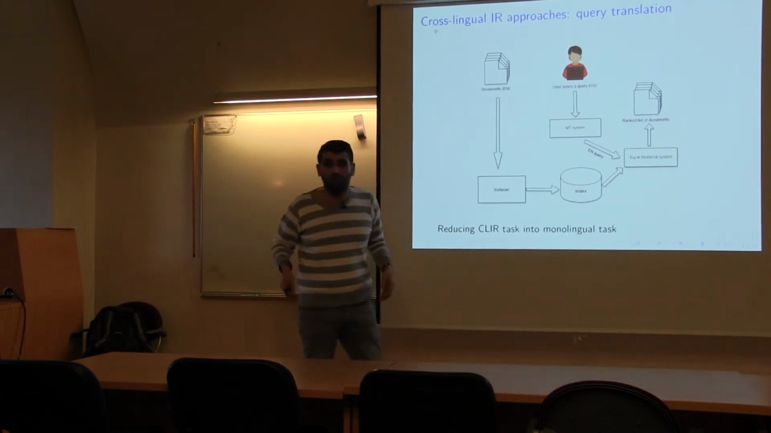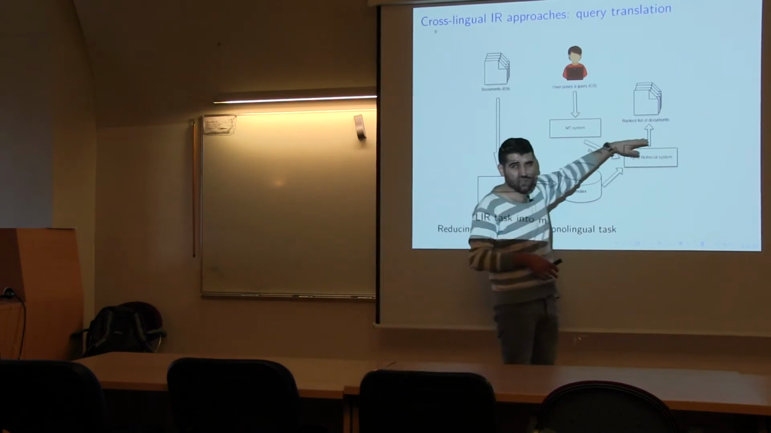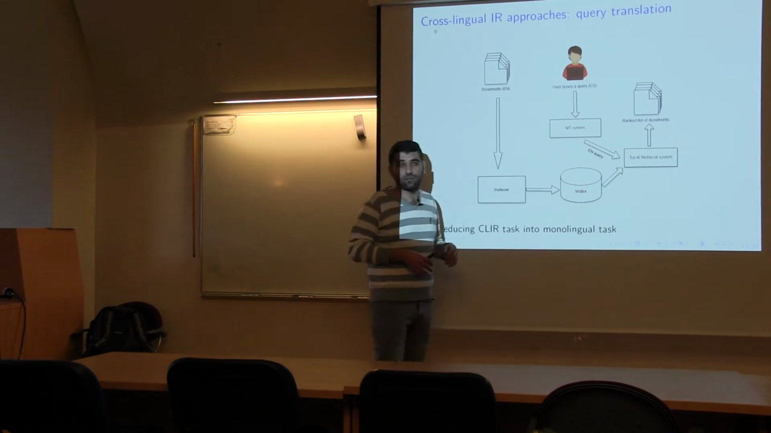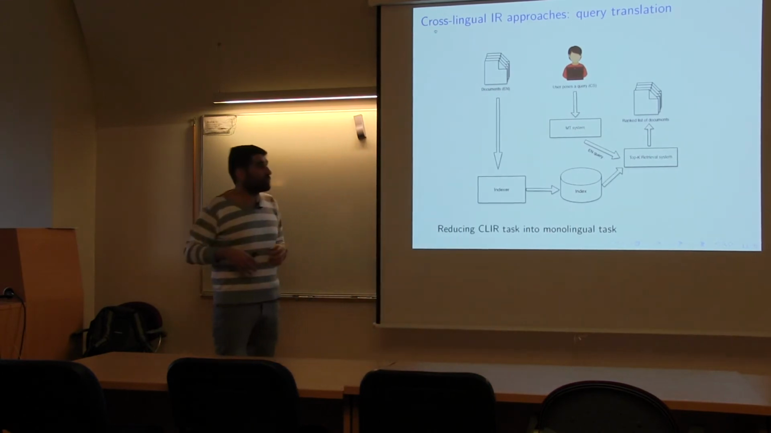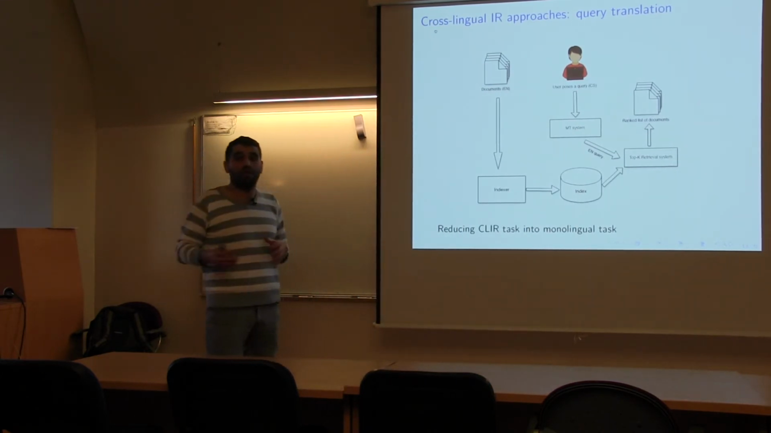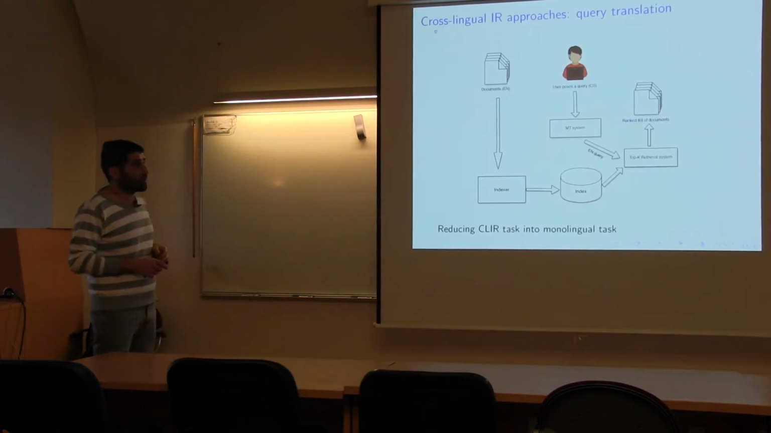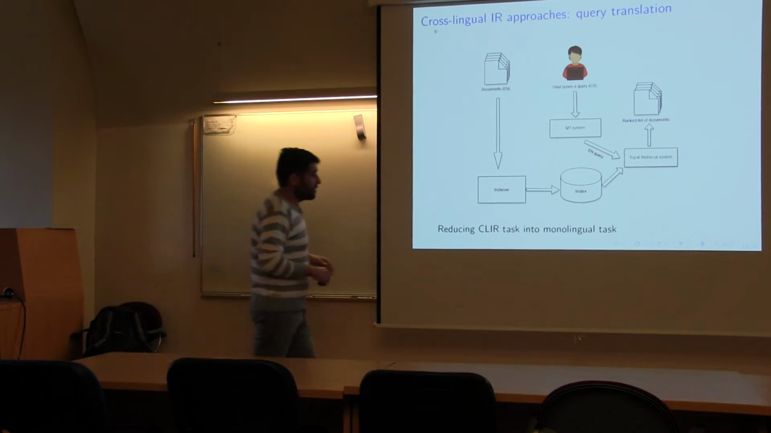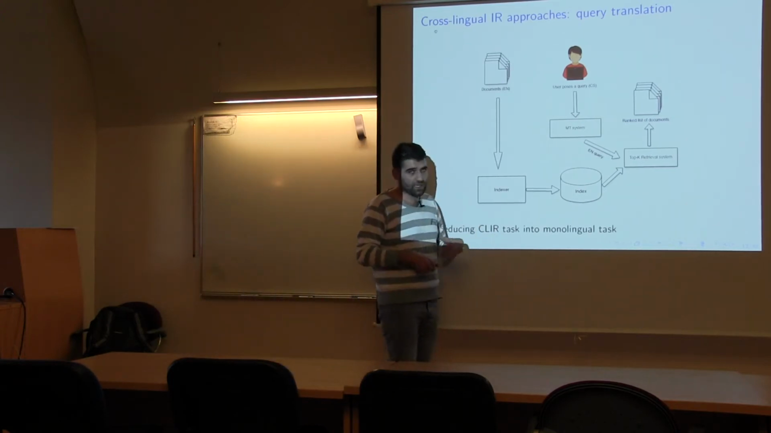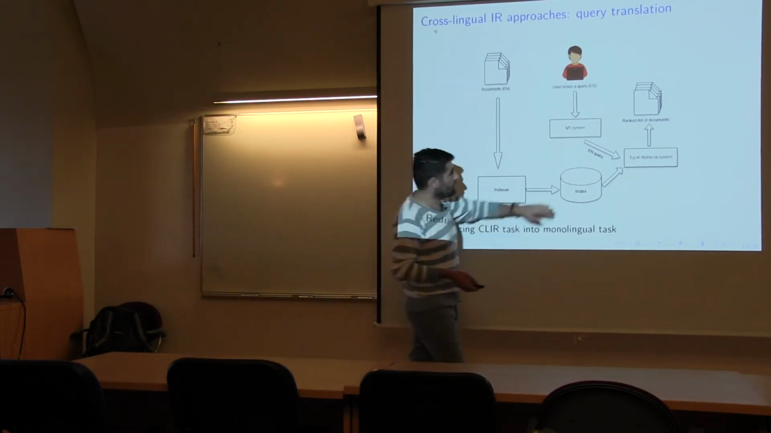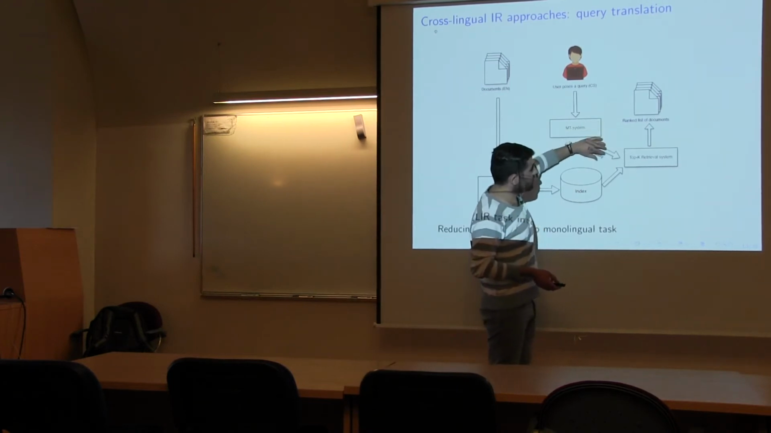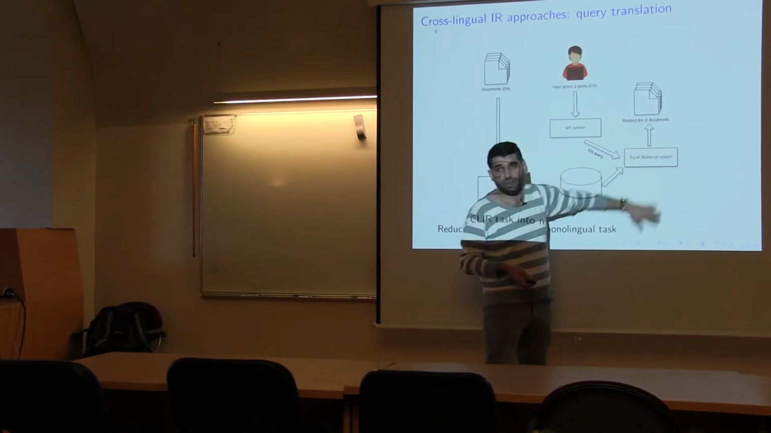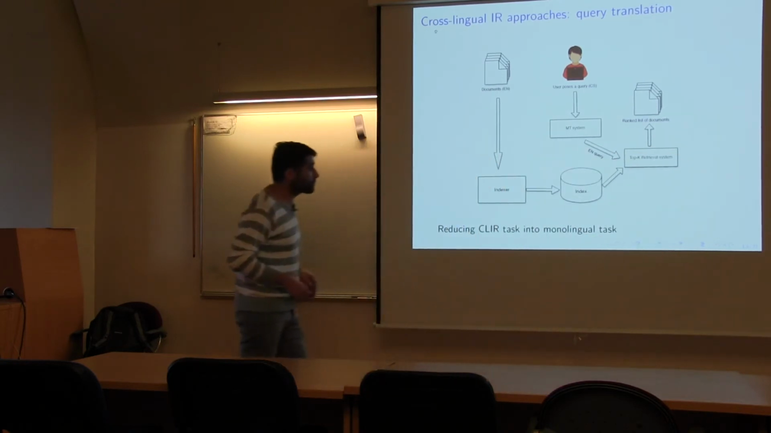We can do more. We can translate these documents into his language, or we can let him decide if he wants to use their own MT system or not. And by doing this, we have reduced the cross-lingual IR task into a monolingual task. Because from this point, we have an English query, we have an English collection index, and we have the same IR system.